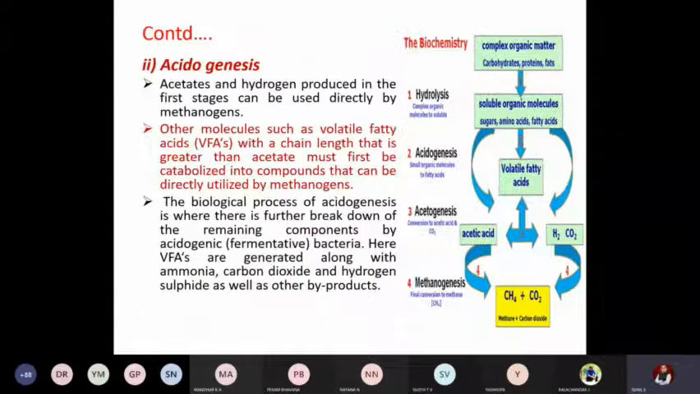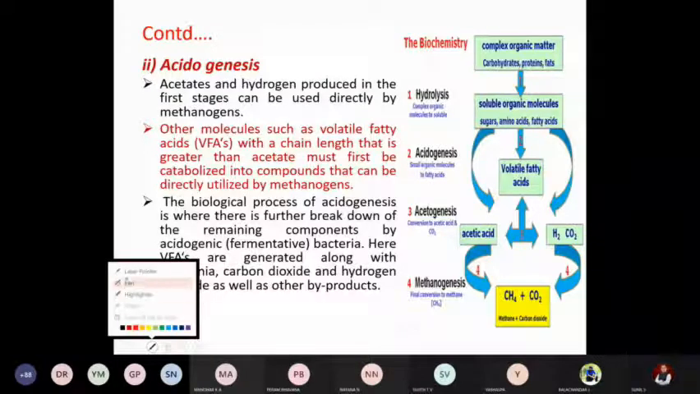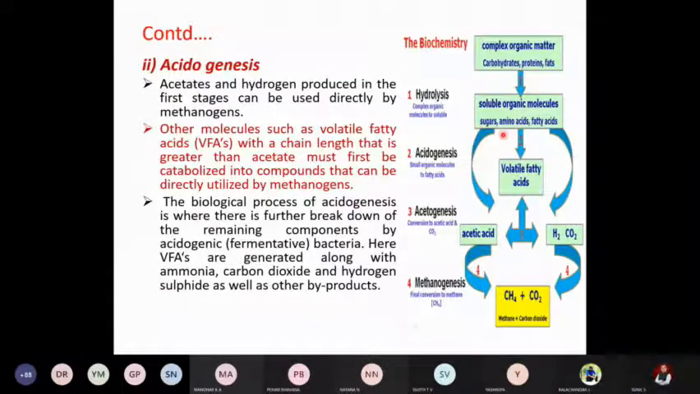Okay. The second set of reaction is acidogenesis. As you see in the chart, the second reaction is acidogenesis. In the first phase, as we discussed, the solution will be formed. This solution majorly consists of acetates and hydrogen. Acetate means it will be a sort of acid. So methanogens are the bacteria which convert these acetates and hydrogen into methane gas.